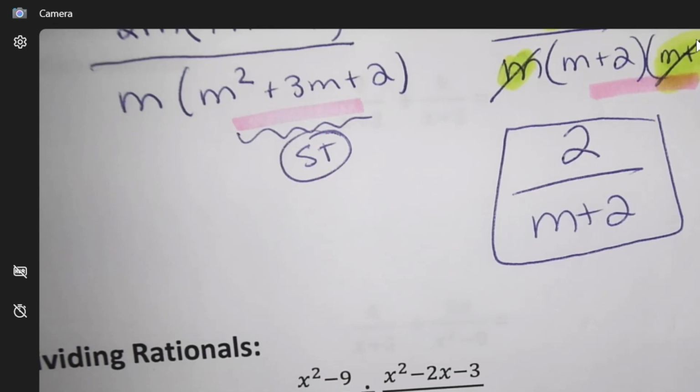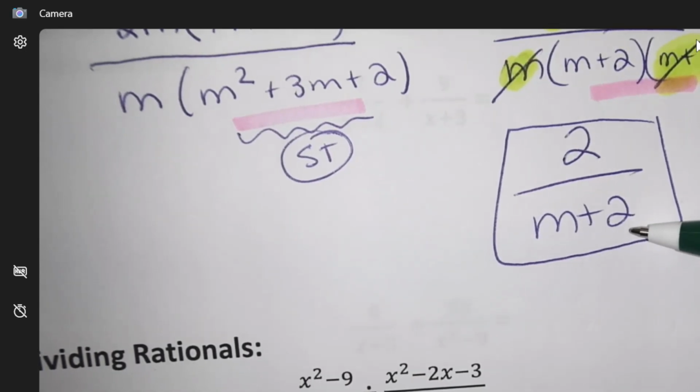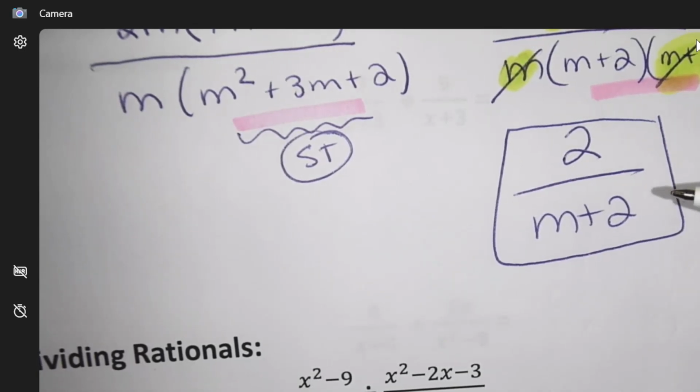Okay, I gotta talk about a bad thing. Some people see this and they want to cancel the two. That is illegal. You cannot do that. Is the two here a multiplier divider? No, it's an adder. So you can't do that. Okay, so why doesn't that work?